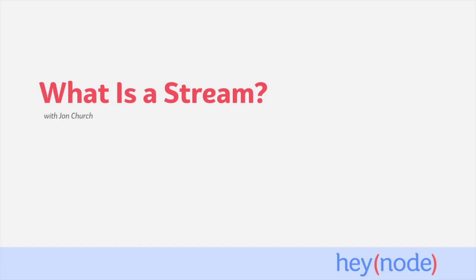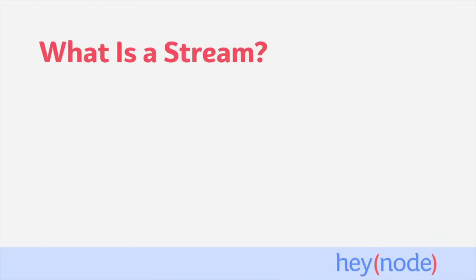Streams can help us handle large amounts of data in a fast and efficient way because they operate on a single chunk of data at a time, instead of reading all of the data into memory at once. In this tutorial, we'll define the concept of a stream in Node.js.